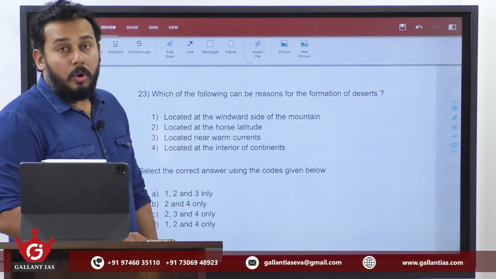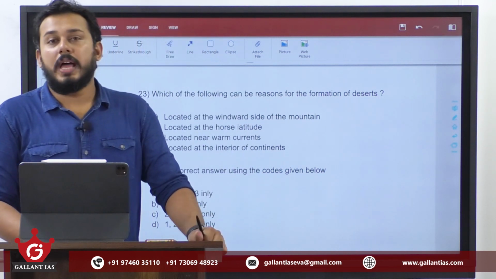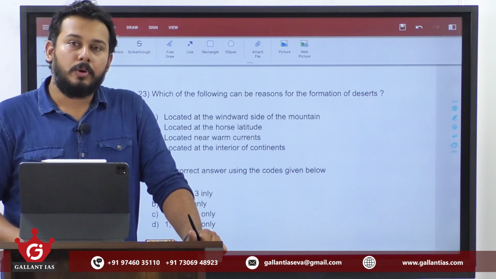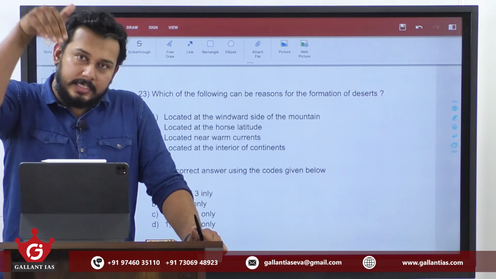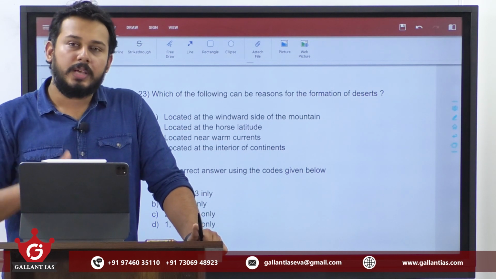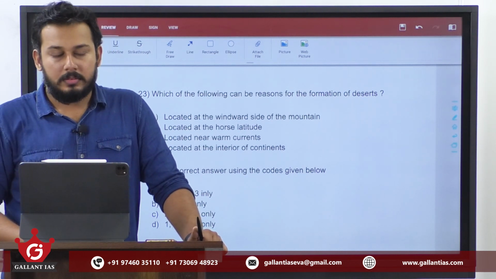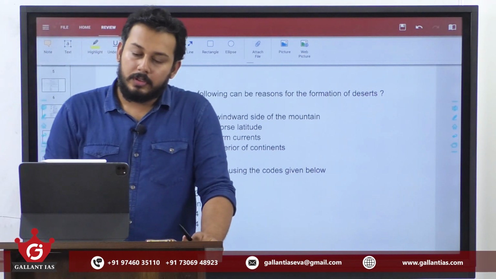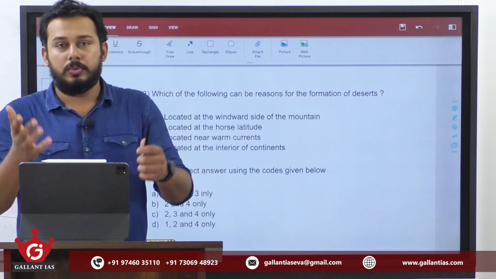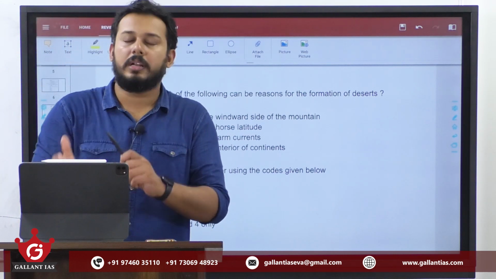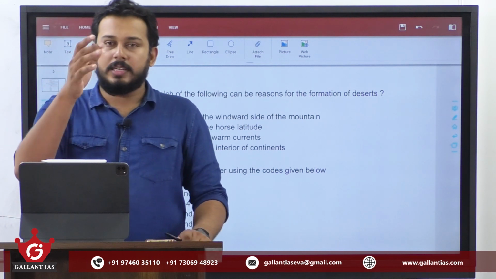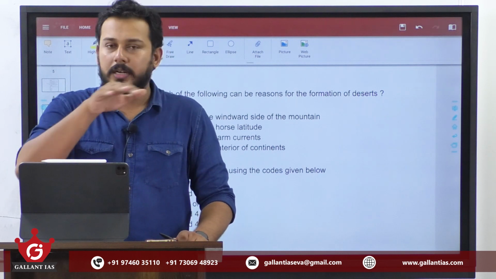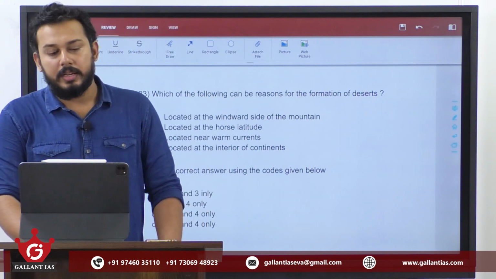Secondly, located at the Horse latitude. Horse latitude basically means the subtropical high pressure belt, where the air is subsiding. Air is subsiding means we have less chances of rainfall. So, second statement is right. It can be a reason for formation of a desert. Anyway, if you do not know the Horse latitude or the relation between desert and Horse latitude, just think about the deserts that you know. Saharan desert, the Thar desert, everything is along that high pressure belt. So, second statement is right.